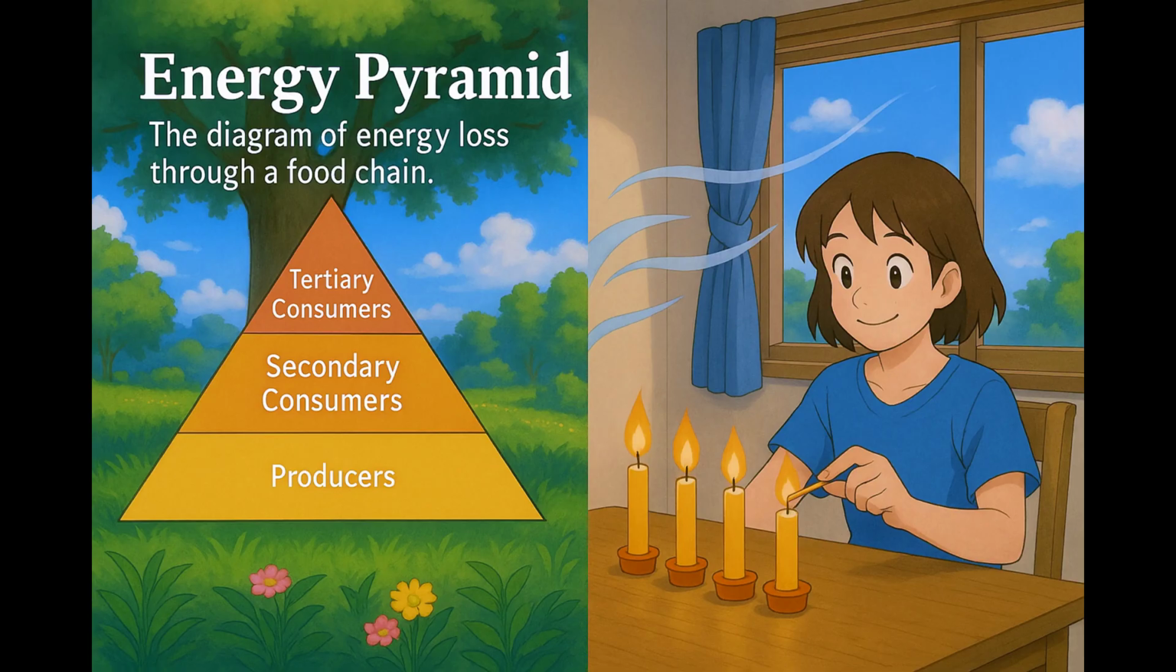Just as you lose some flame to the wind with each candle you try to light, energy is lost at each trophic level in the energy pyramid, from producers to consumers. The wind symbolizes the natural inefficiencies where only a portion of the energy is passed on at each level, much like how only a fraction of the flame reaches each subsequent candle, highlighting the diminishing energy available as you move up the food chain.